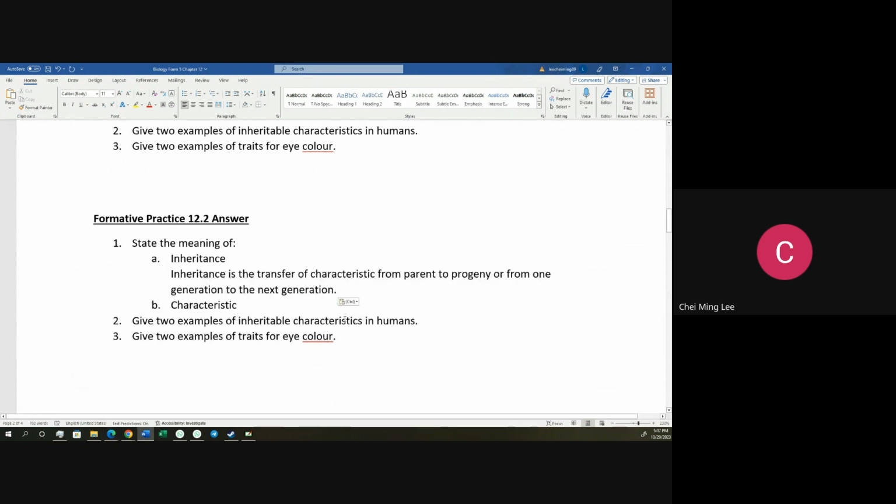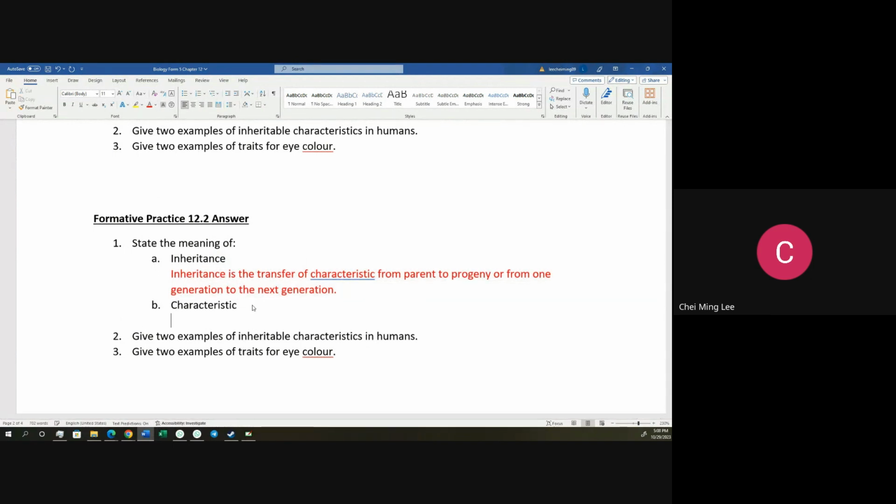So it's a transfer of characteristic from parent to progeny or from one generation to another. So what's a characteristic? We normally say it's a physical trait. No, cannot use trait. Remember, don't use trait because trait has another meaning in biology. So normally we will call them features, and physical features, which can be inherited or not inherited.